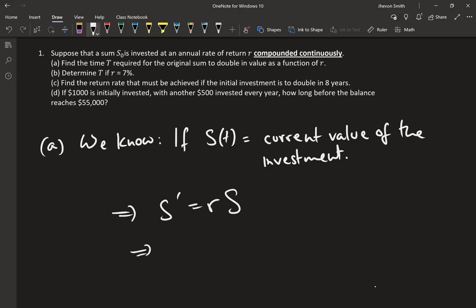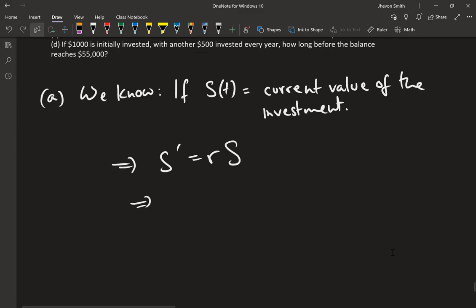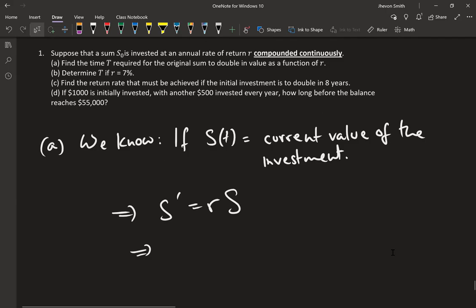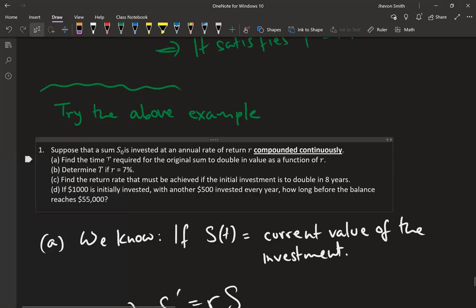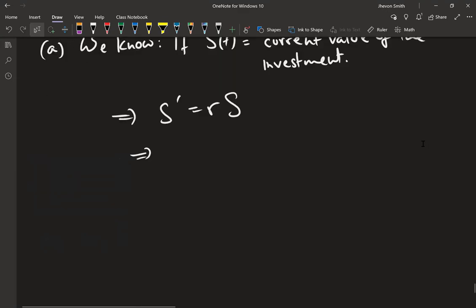What we want to do is find the value of t that causes this to double in value as a function of r. Obviously, that statement does not involve a rate of change; I care about the time required for the value of S to reach a certain value. So that requires us to solve this differential equation. Here, this would look like dS over S equals r dt. I can integrate both sides.